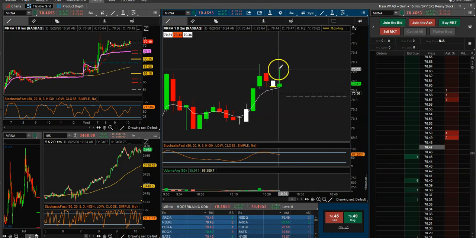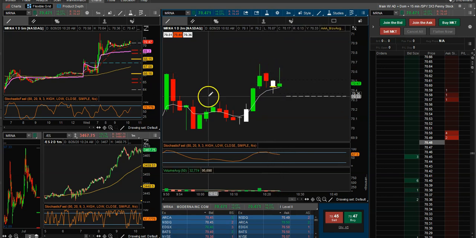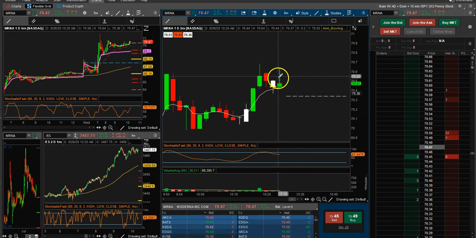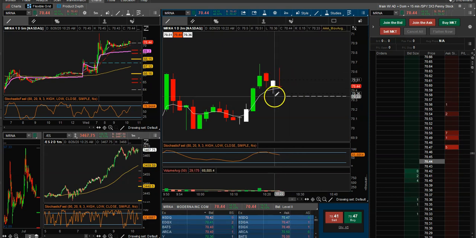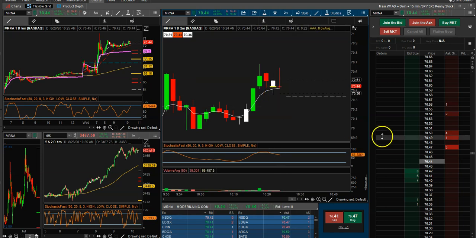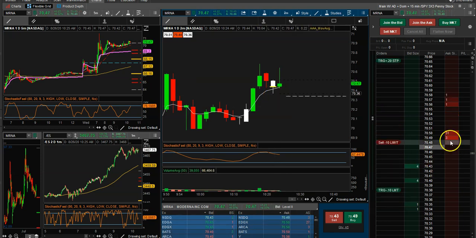But I'm not liking this setup, to be honest with you guys. I'm just going to sit on my hands. But it's something to look at that, hey, you know your stop should be right below this low if you do get stopped out. I just don't like the big spread on this.